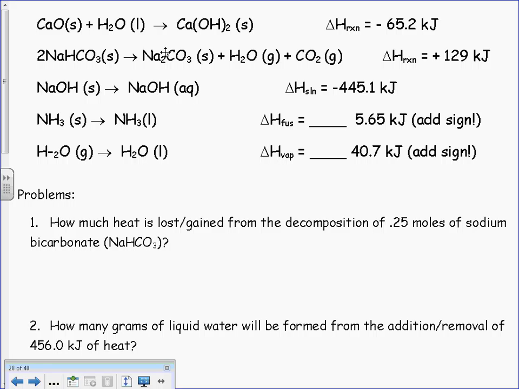Is the first one yes or no? Because you do see this negative here? Okay, that's an exothermic reaction. Second one, yes or no? No, it's endothermic. You see a positive sign. Next one. Yes. Next one, think first, and then you're going to add the sign.